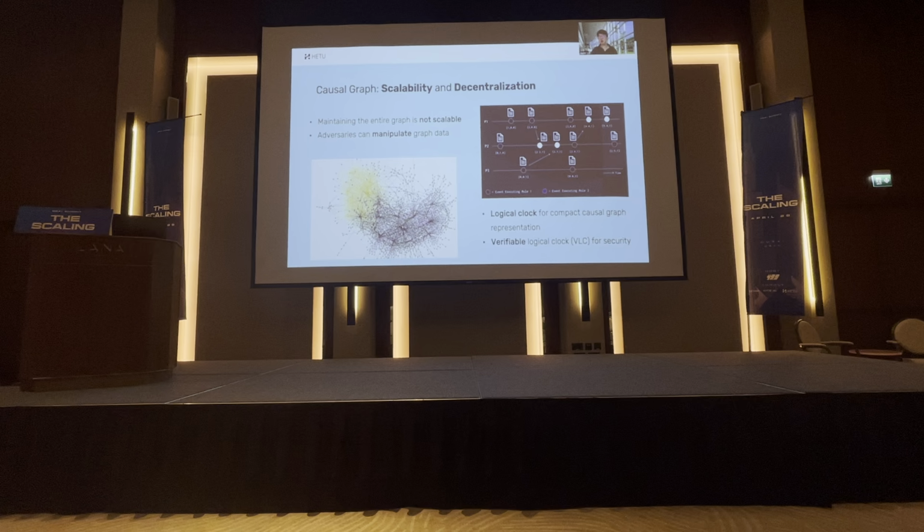There is one inherent problem with this causal graph approach, which is scalability. The more events happening in the system, the bigger your causal graph grows. If we want to, for example, transmit this causal graph in every possible interaction, then it becomes intractable. And there's a second problem: if we want to use this causal graph in a fully decentralized environment, then we need to be concerned about adversaries manipulating graph data.